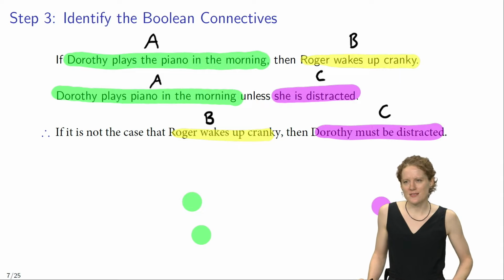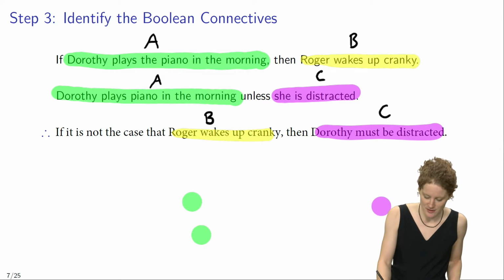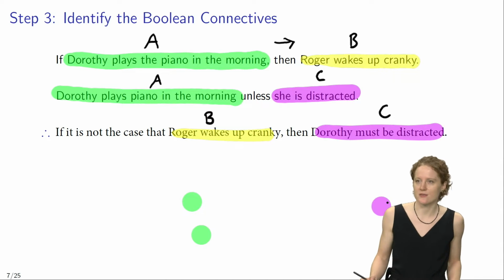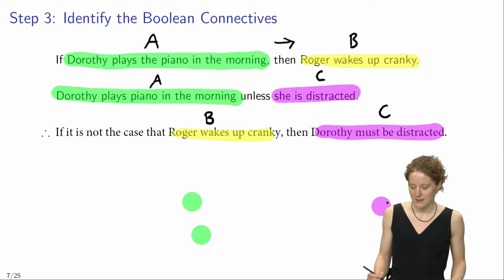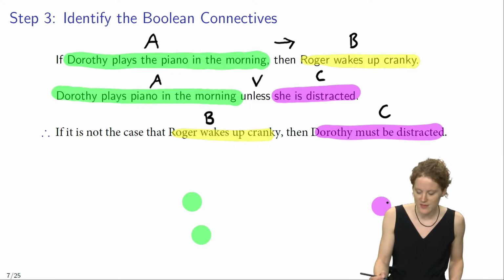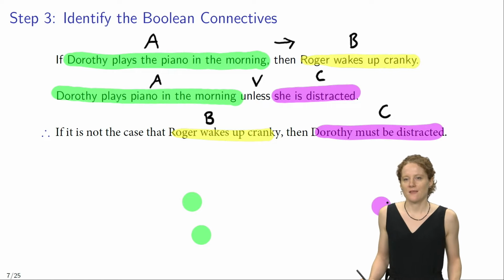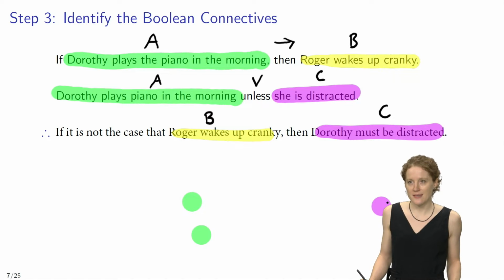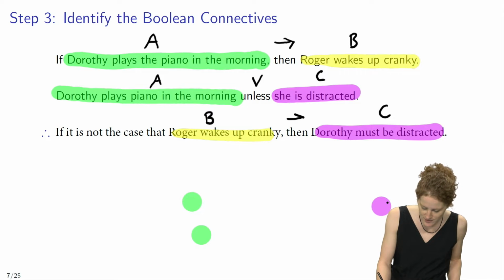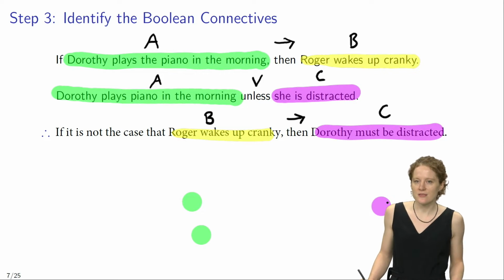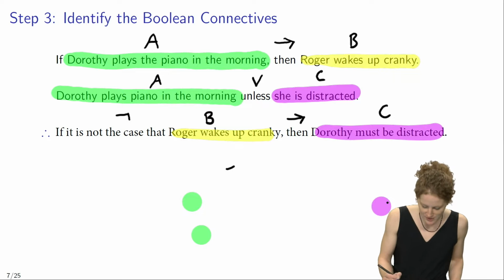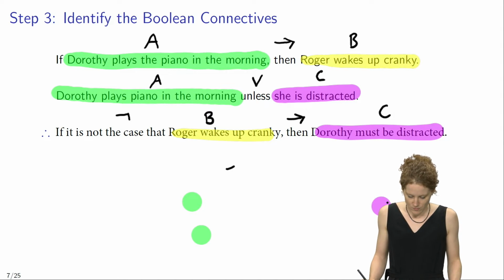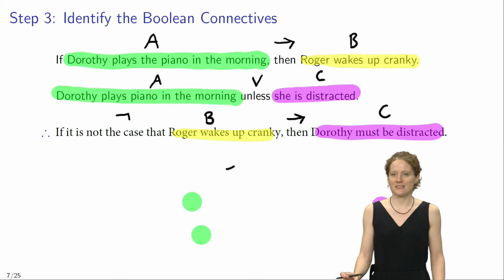So in the first premise, I see the words "if, then," and I know that these English words represent a conditional, which I'm going to symbolize by means of this arrow. And then in the second line, I see the word "unless," and I know that I can symbolize that by means of the disjunction sign. And then in the last line, I again see the words "if, then," which I'm going to symbolize by means of this conditional arrow. And I see the words "it is not the case that," and I know that's a negation sign. Okay, that's it. We have identified the Boolean connectives.